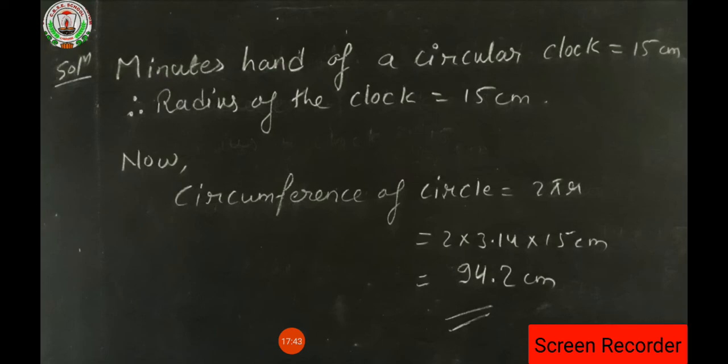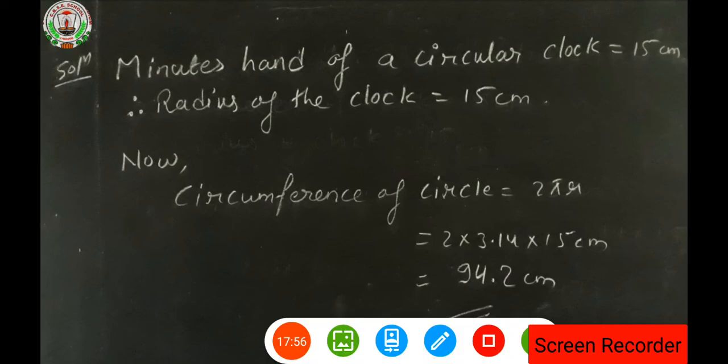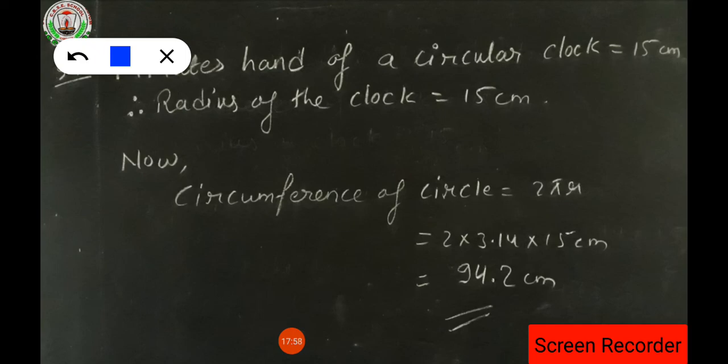Now the last question of this is again the same. It is about the clock. Everybody knows the clock, isn't it? Its minute hand is going to cover the entire area of the circle. So the minute hand of a circular clock is given as 15 centimeter, that means here the radius of the clock is 15 centimeter. Now since the clock is in the form of a circle, we have to find the circumference of a circle, which is equal to 2 pi r. Pi value we have to take as 3.14, so 2 into 3.14 into 15 will be equal to 94.2 centimeter.